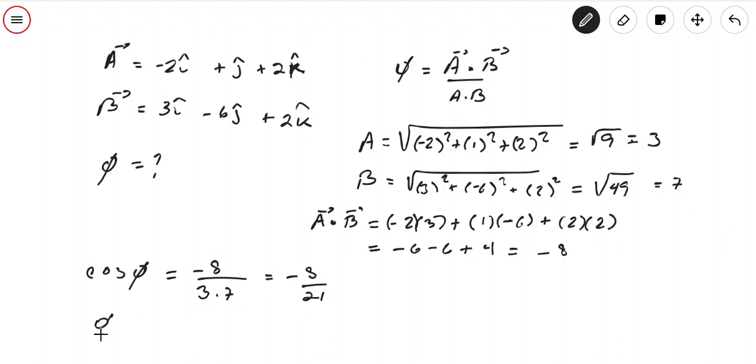So the angle phi is equal to the cosine inverse of negative 8 over 21. So this would be equal to 112.39 degrees. So this is the angle between my vectors.